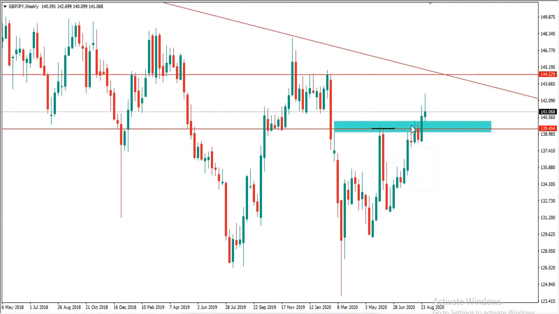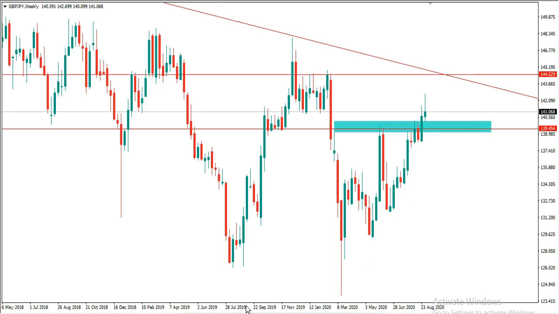Alright, and we can see that the last 2 weeks, price gave us a weekly close above that level of structure. That's this zone from the weekly time frame. Price gave us a weekly close above, and normally after a weekly close above, what do we expect? A retest before the continuation upwards.